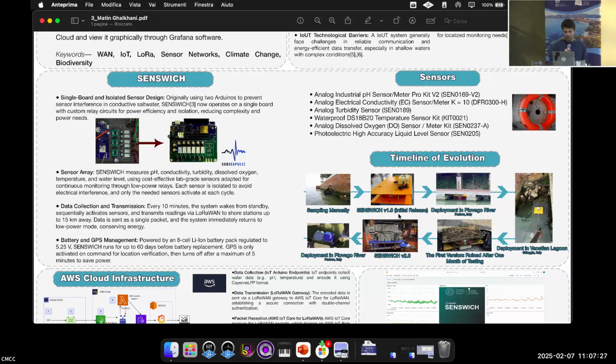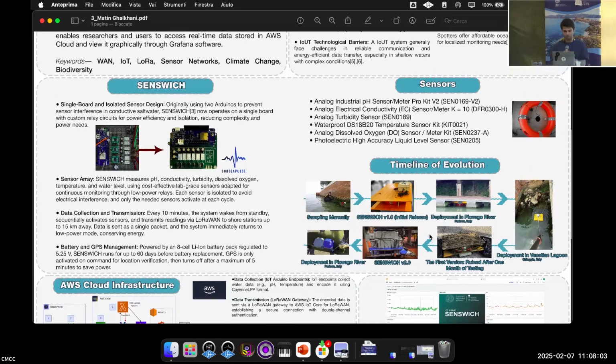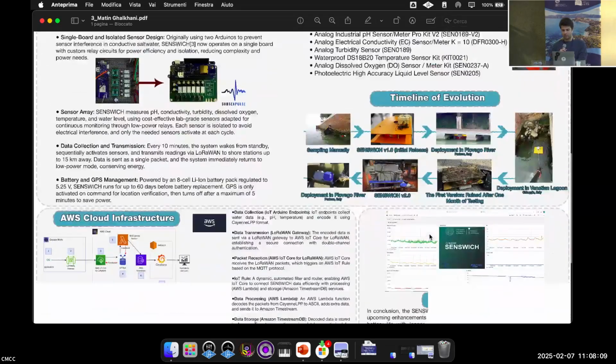After that we deployed it in the Piovego River, which is close to our department, in front of our department, and we left it for a couple of weeks. We reached good results, and then we went to the next phase, in which we deployed it into the Venice Lagoon. But the Venice Lagoon is a kind of tricky environment, because in winter and in summer the situation is completely different. In summer, biofouling activity is too high. As you can see, the device was completely ruined after a couple of weeks.